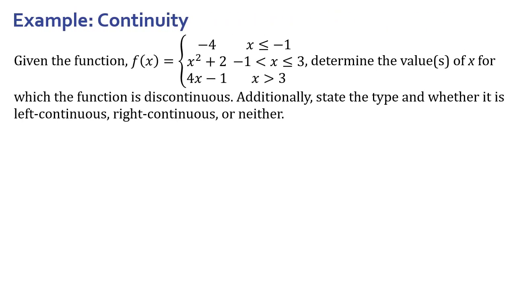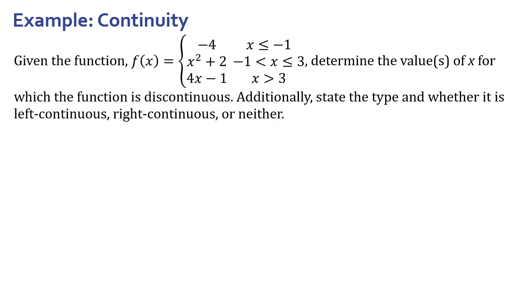Okay, so now let's look at one where we actually don't have a graph to look at. Given the function f of x equals -4 as x is less than or equal to -1, x squared plus 2 as x is greater than -1 and less than or equal to 3, and 4x minus 1 as x is greater than 3. Determine the values of x for which the function is discontinuous. Additionally, state the type and whether it is left continuous, right continuous, or neither.